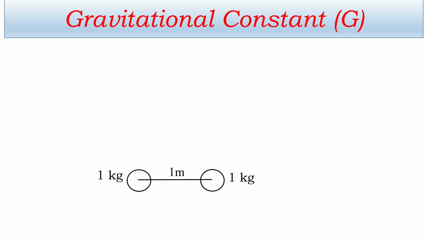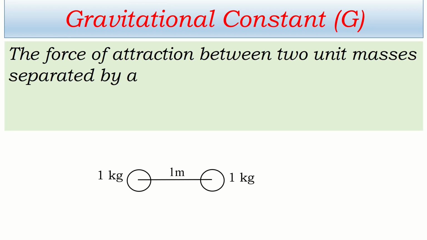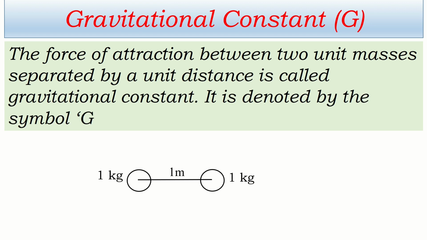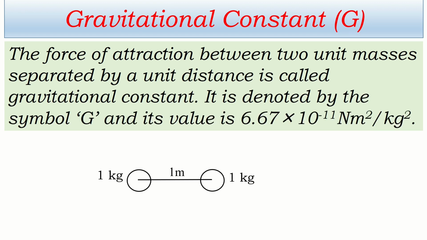According to the SI system we are taking these units, but we can take two 1 gram masses also and separate them by 1 centimeter distance. The main point is when two unit masses are separated by a unit distance, the force of attraction between them is the gravitational constant, and it is defined like this. The force of attraction between two unit masses separated by a unit distance is called the gravitational constant. It is denoted by the symbol capital G, and its value is 6.67 into 10 to the power minus 11 Newton meter square by kg square.